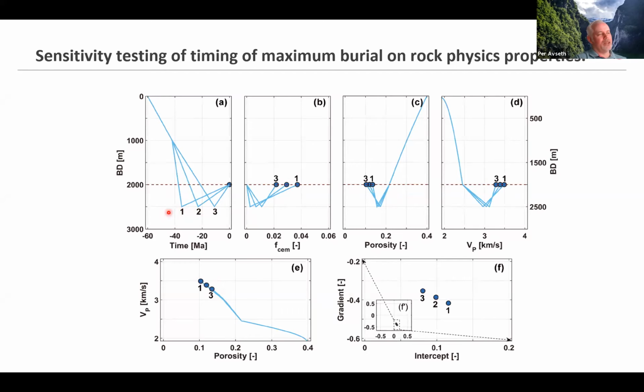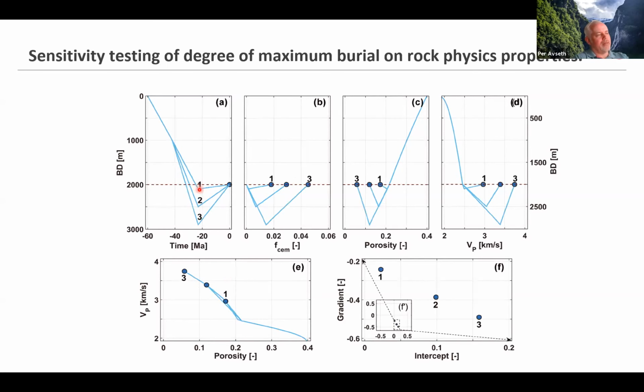So actually, we can assume here that the exact timing is not crucial to know. It's not insignificant, but it's more important to know the degree of burial, which is the next one. And now you see I have the same time of the max burial, but I vary the degree of maximum burial. And here you really see the impact, much more different. You see the crossplot of Vp versus porosity here, and you have a bigger change between 1, 2, and 3 here, and also in the AVO gradient and intercept, you see bigger change.